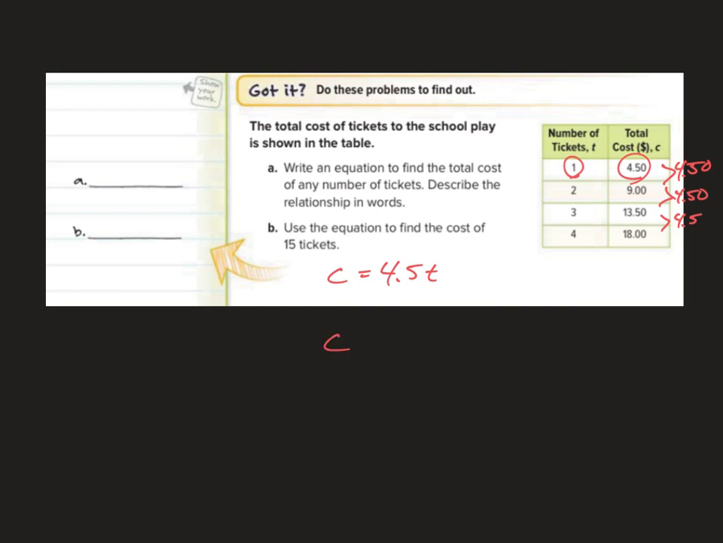Now for B, we're asked to use the equation to find the cost of 15 tickets. So we use our same equation, C is equal to 4.5T, plug in 15 for tickets, and when we multiply, we get C is equal to $67.50. So for A, our equation is C is equal to 4.5T. And for B, our cost is $67.50.